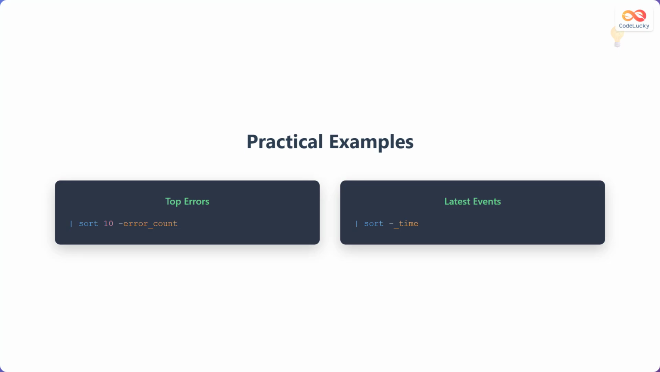Here are two common real-world scenarios where the sort command proves invaluable. First, when analyzing errors in your system, you can use pipe sort 10 -error_count to quickly identify the top 10 most frequent errors. This helps you prioritize which issues to address first. Second, when you need to see the most recent events, pipe sort -_time will arrange your results with the newest events at the top. The _time field is Splunk's internal timestamp field, and sorting it in descending order gives you chronological organization from newest to oldest.